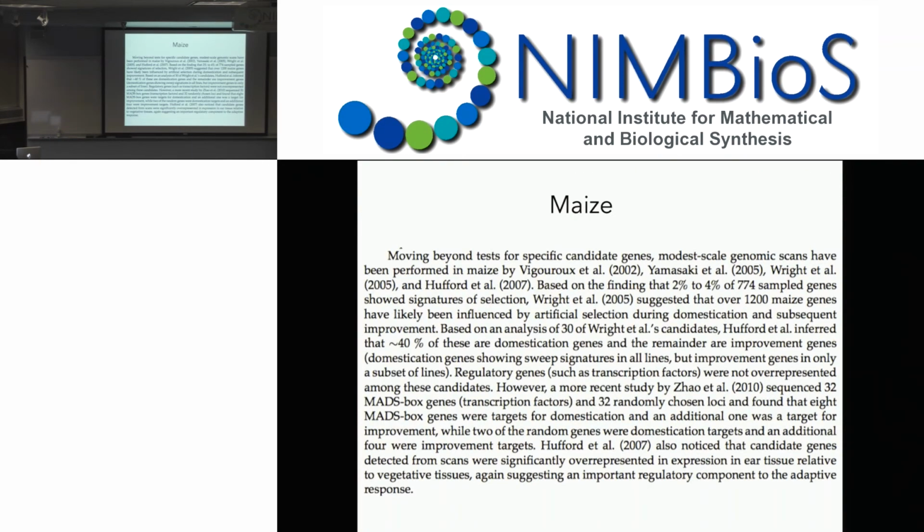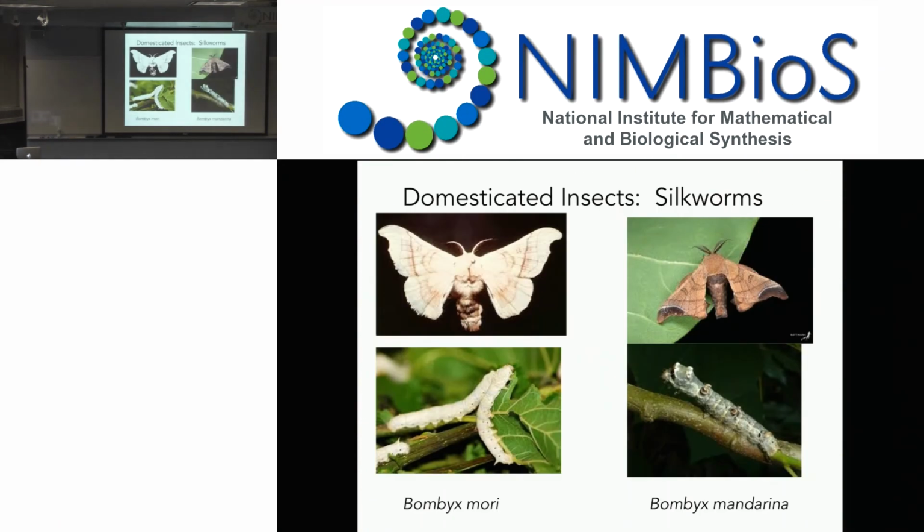Let me conclude with a couple of fun examples. When you think about domestication, you typically think about animals or plants. And by animals, things you can eat or big things. But the silkworm has been domesticated for a while too. So here's Bombyx mori, the domesticated silkworm. Here's the Bombyx it came from. See, there's a bit of divergence.